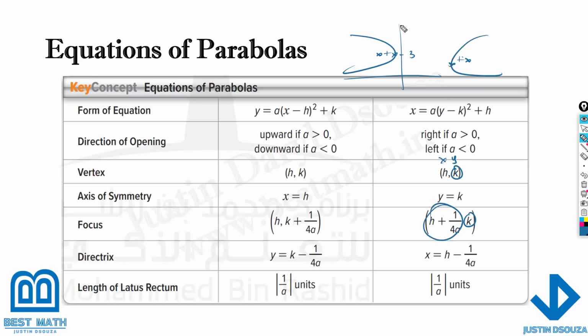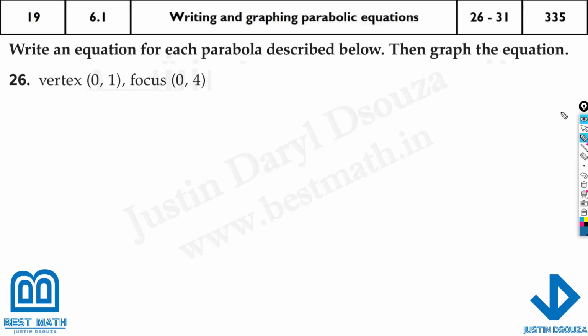But the directrix is outside. If this is the vertex, the directrix can be somewhere over here, outside the parabola. So it'll always be minus. I hope that's okay with the formulas. Now we will look into the problems.